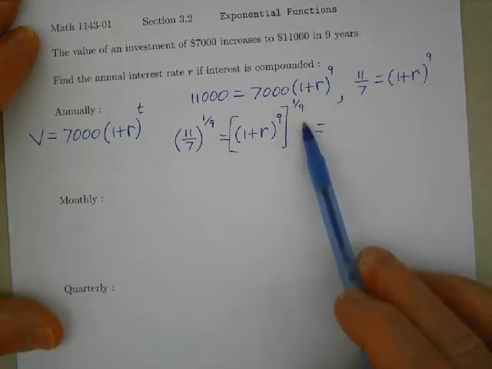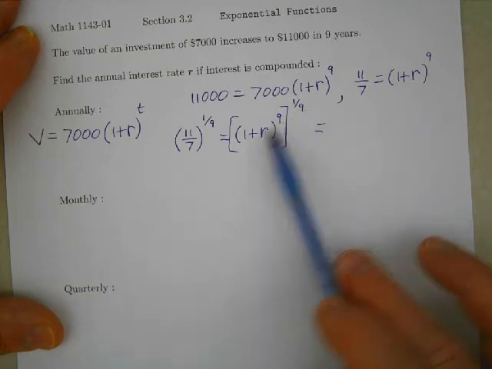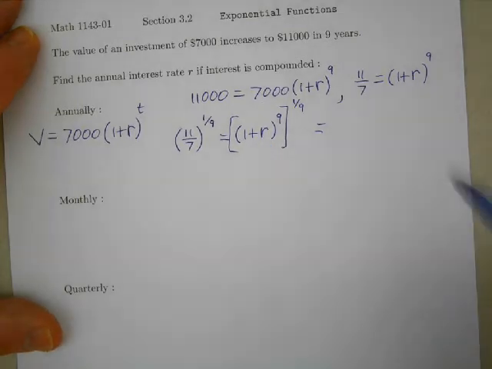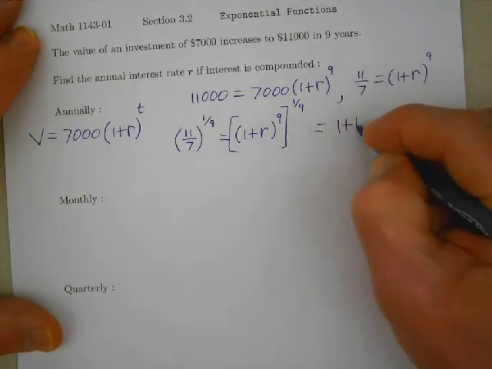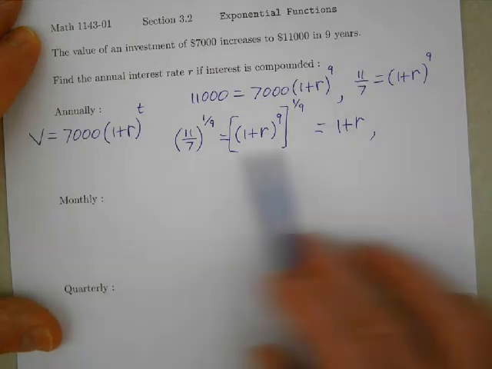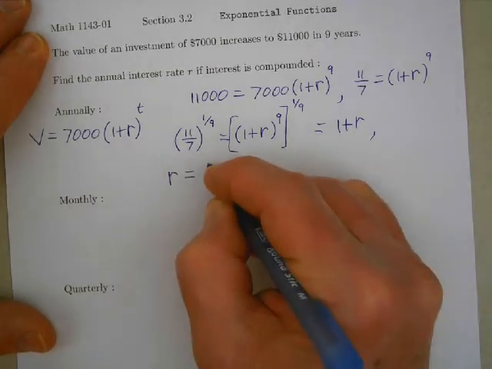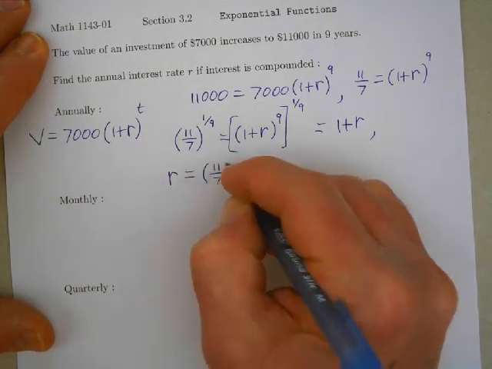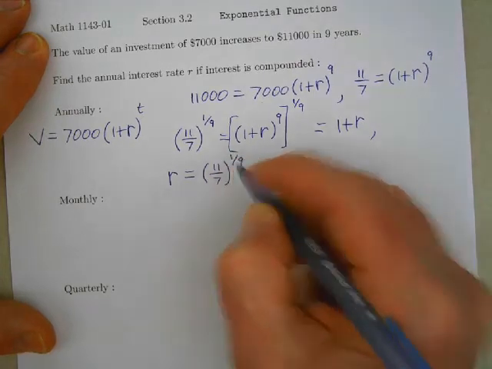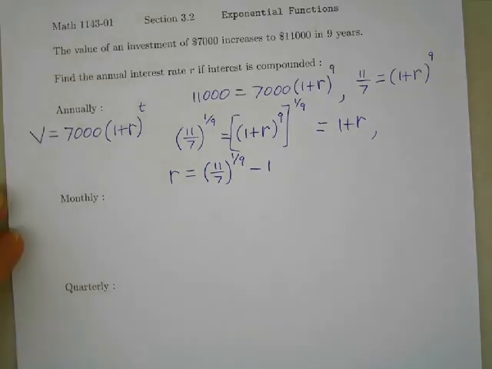And the reason we chose to raise both sides to the 1/9 power is because, using one of the properties of exponents, 1/9 times 9 is 1, and 1 plus r to the first power is just 1 plus r. So now we can solve this equation for r just by subtracting 1 from both sides. And so r is the number 11/7 raised to the 1/9 minus 1.